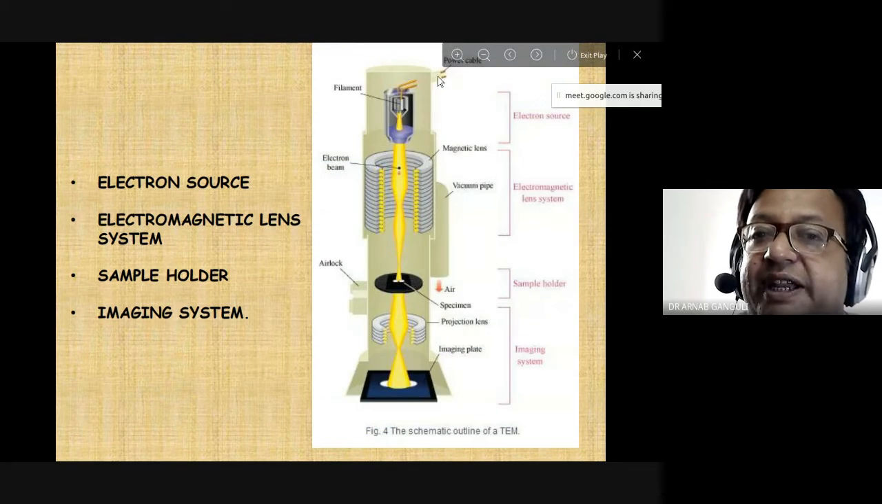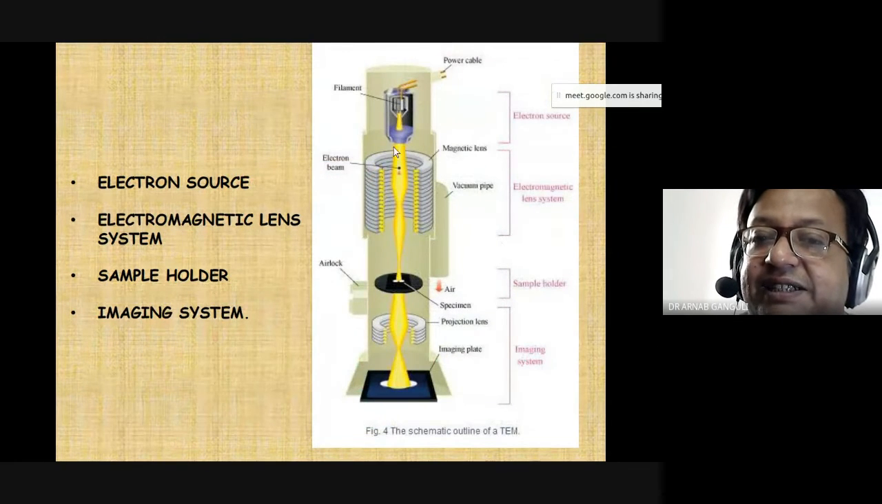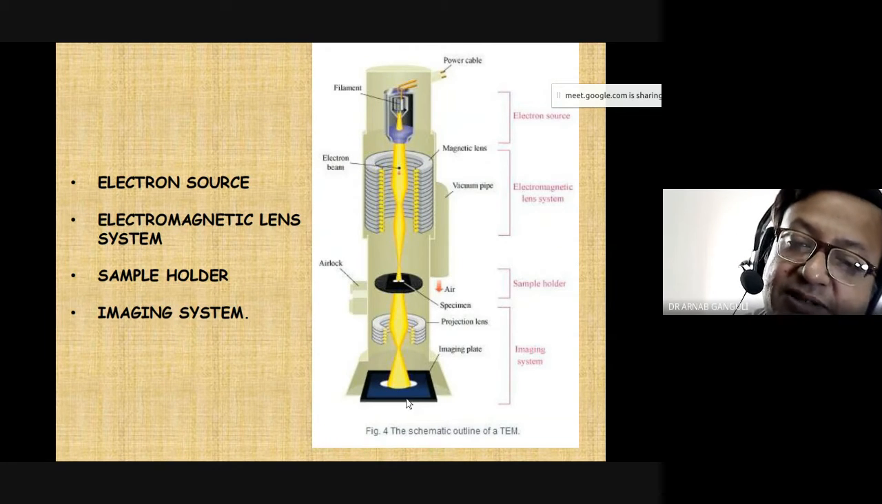So power cable, electron gun, all around magnetic lenses are there. Electrons are focused. The specimen is over here. There is an airlock. No air, it's vacuum. And it falls on a specimen plate.